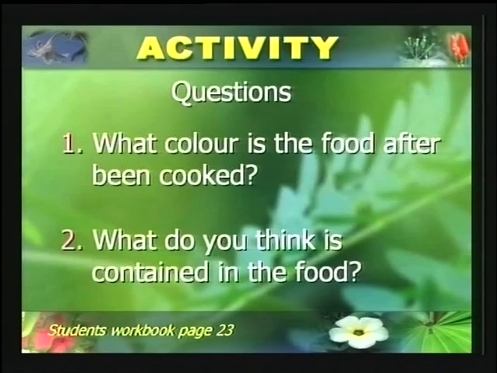Let's look at the questions before we go. Our question 1: What color is the food after it has been cooked? Now some of you cooked and got the best result, and some of you got part of it.